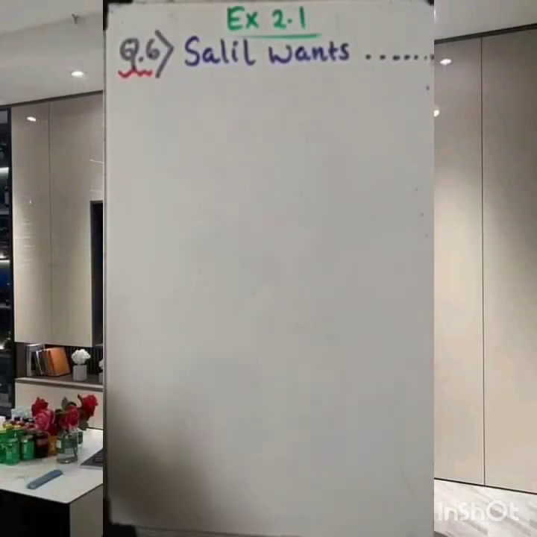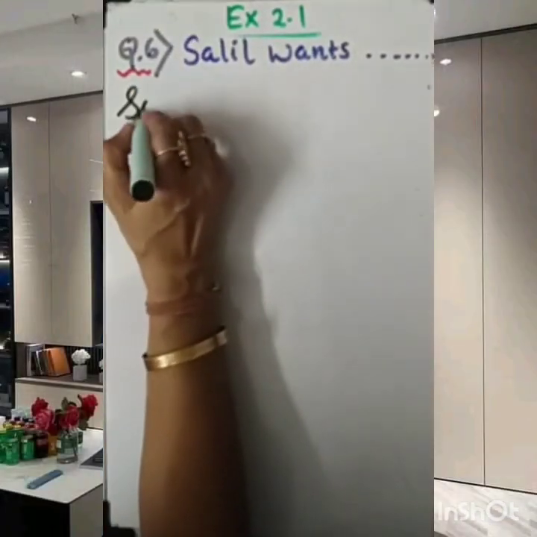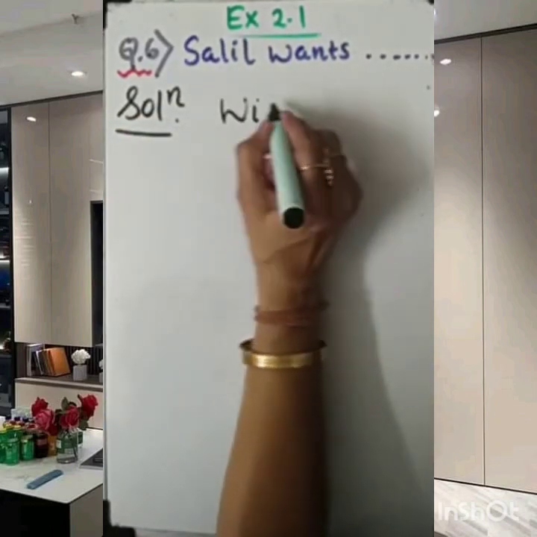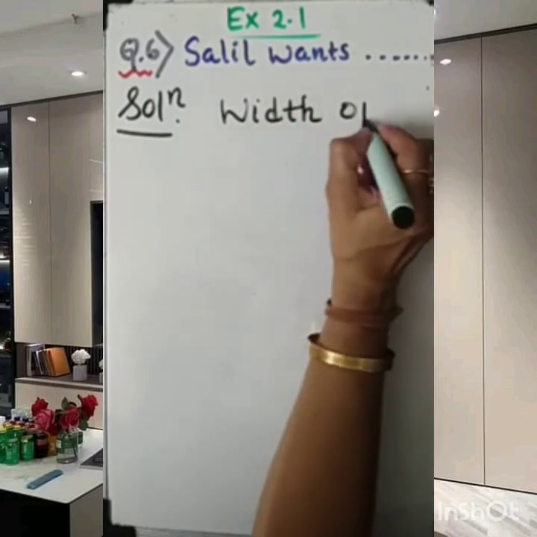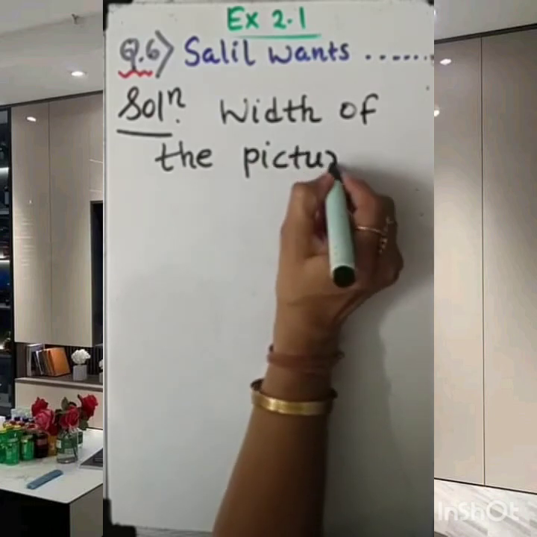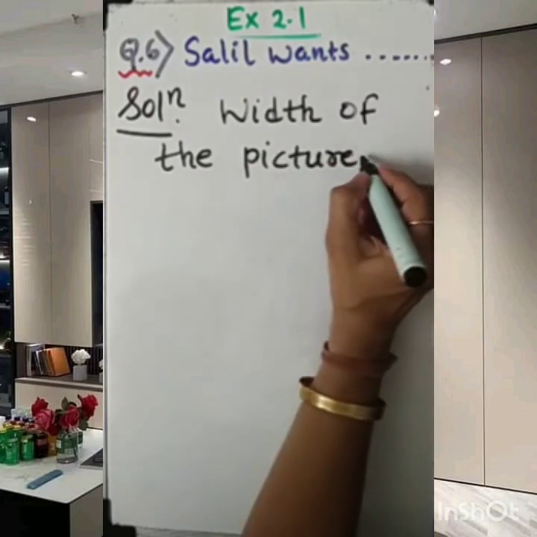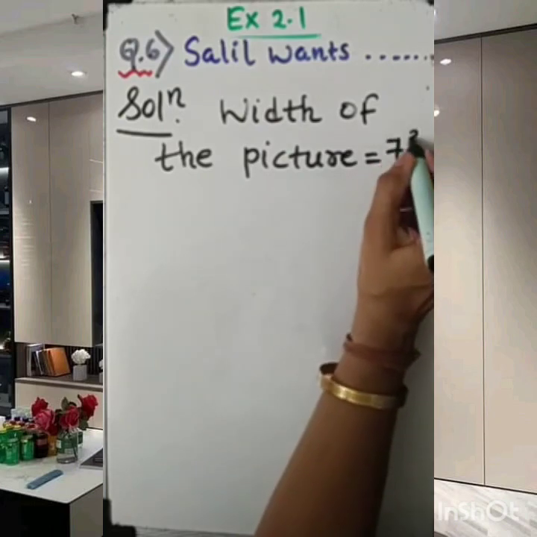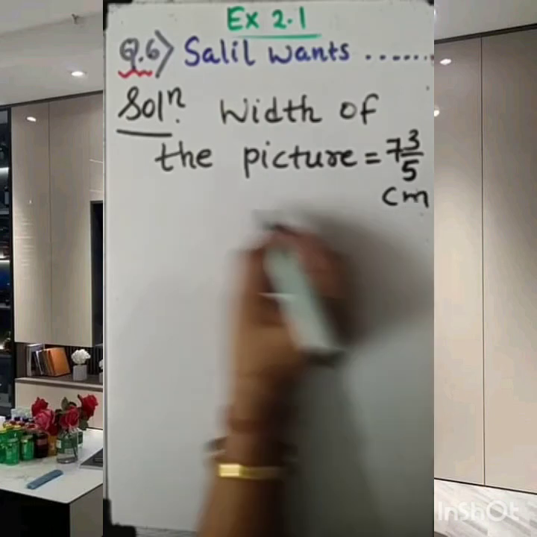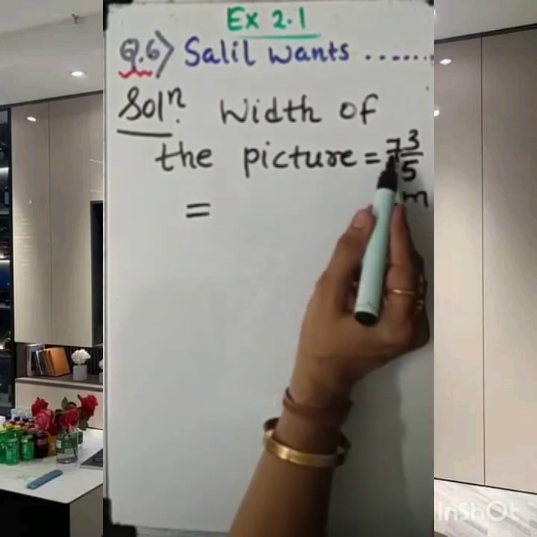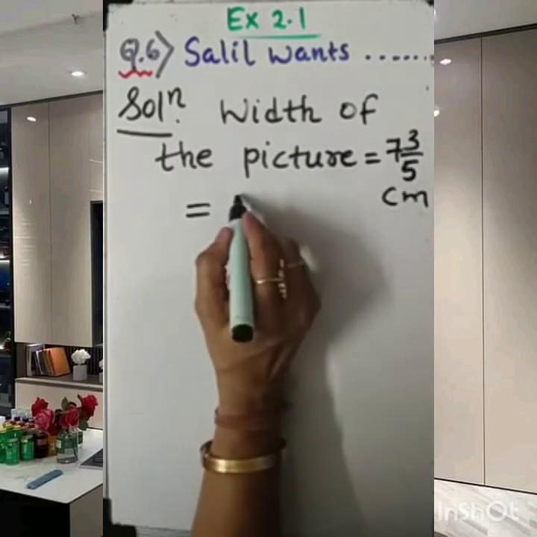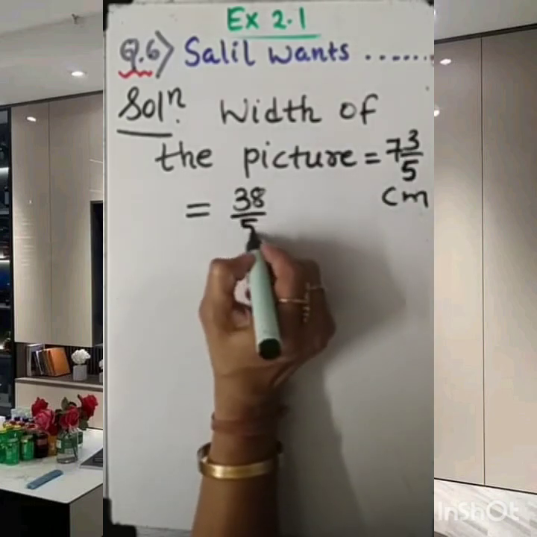Okay, let's start this solution, my dear student. Here we are given the width of the picture. So first let's note down the width of the picture, that is, we are given 7 3/5 centimeters. Please note down. We can write it in fractional form: 7 times 5 is 35, 35 plus 3 is 38, so 38/5 centimeters.